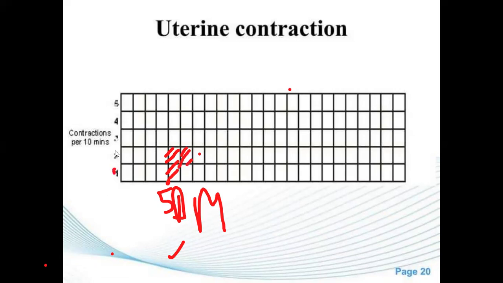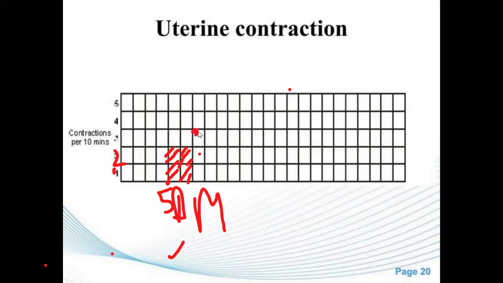On the y-axis, one contraction, two contraction. So I'm choosing the two box, and this represents moderate contraction. For example, I just checked the patient's contraction level and it was severe, lasting more than 45 seconds, and it was 3.